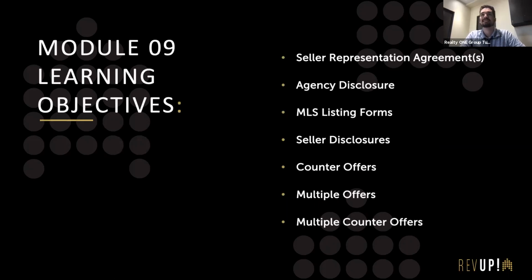Today, we are going to be talking about the seller representation agreement, the agency disclosure, MLS listing forms, seller disclosures, counteroffers, multiple offers, and multiple counteroffers. Last time I focused a lot on the counteroffers and multiple offers and multiple counteroffers. So this time I'm going to focus a little bit more about actually getting a listing and starting it on the MLS. Trying to switch it up a little bit.